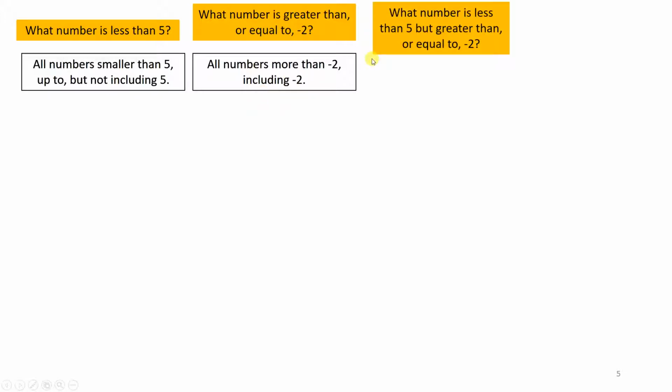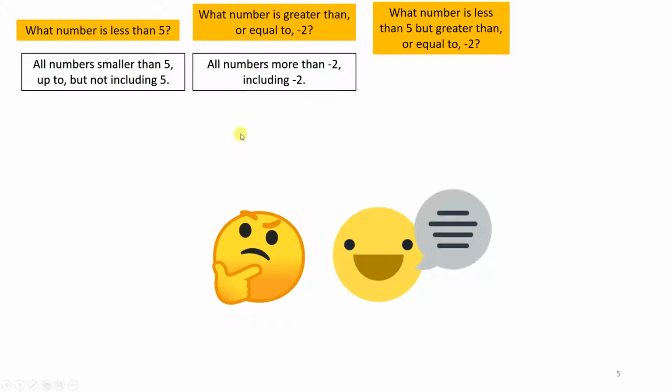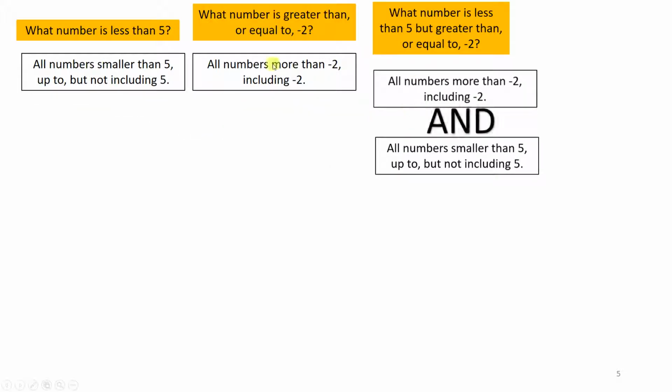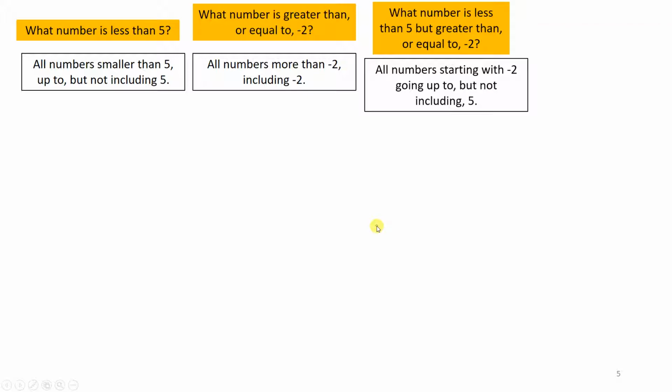All right, so what if we put those two questions together? What number is less than 5, but greater than or equal to negative 2? Boy, that's really kind of a tricky thing. Now, you might realize that when we put these two things together, we have kind of an interesting situation. Our smallest answer, there is one. It's negative 2. Our biggest answer, there isn't one. So we can go as close to 5 as we want, but it doesn't go on forever. So we have anything more than negative 2, including negative 2, of course, and all the way up to, but not including 5.